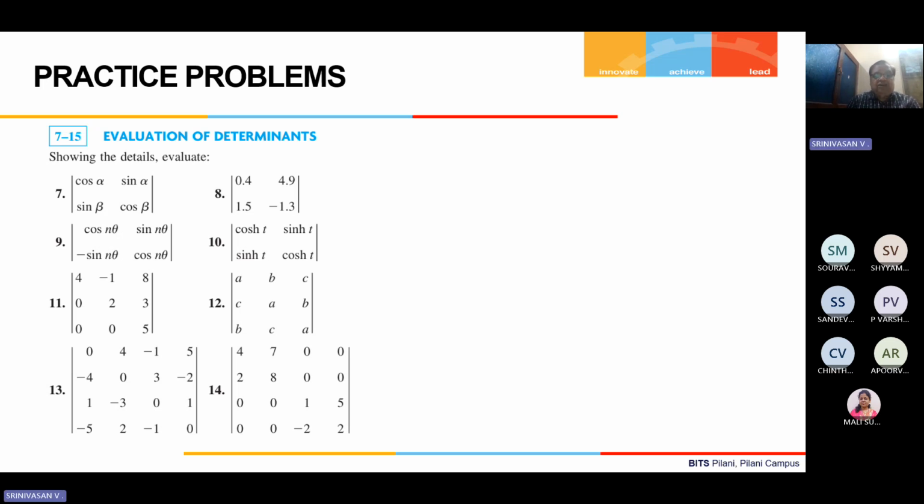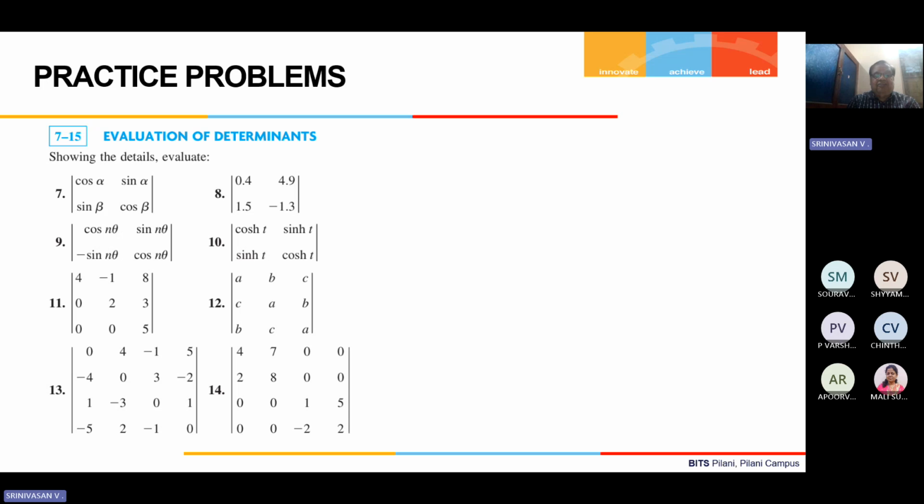And of course, here also you have one result. This is a circular trigonometry function. This is your hyperbolic. If you are able to remember, you can give this answer also. If you remember, this is cos h t into cos h t, isn't it? Cos h square t minus sine h square t. What will be the answer?